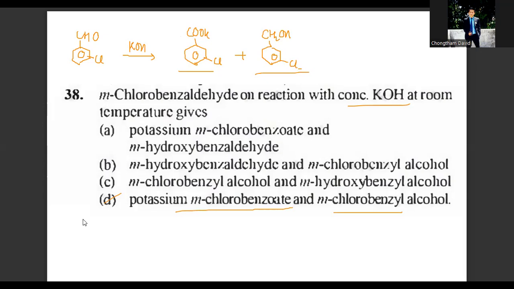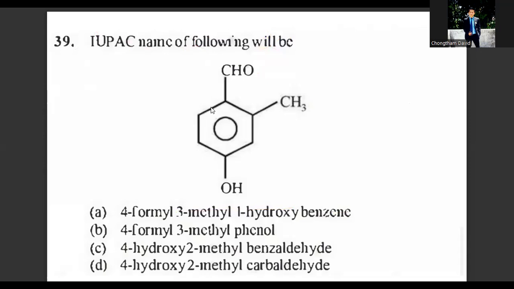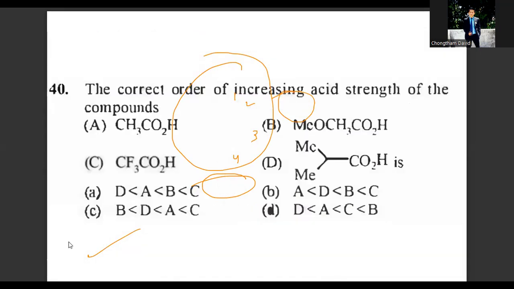Let's see question number 39. The IUPAC name of the following will be. How to name this? Start counting. 1, 2, 3, 4. 4 hydroxy, 2 methyl. As a whole, this is benzaldehyde, so C. 4-hydroxy-2-methylbenzaldehyde. This is the answer for question number 39.